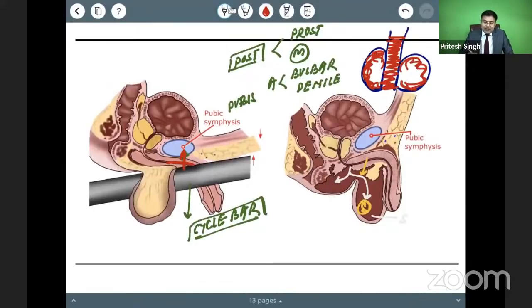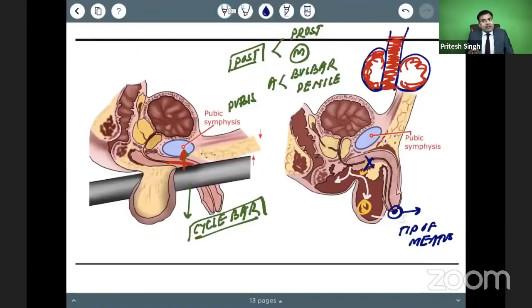Whenever this bulbar urethral injury occurs, or urethral injury occurs, what you are going to find? You are going to find blood. Where is the blood? At tip of meatus. What else? Since urethra is injured, so obviously there will be urinary retention.